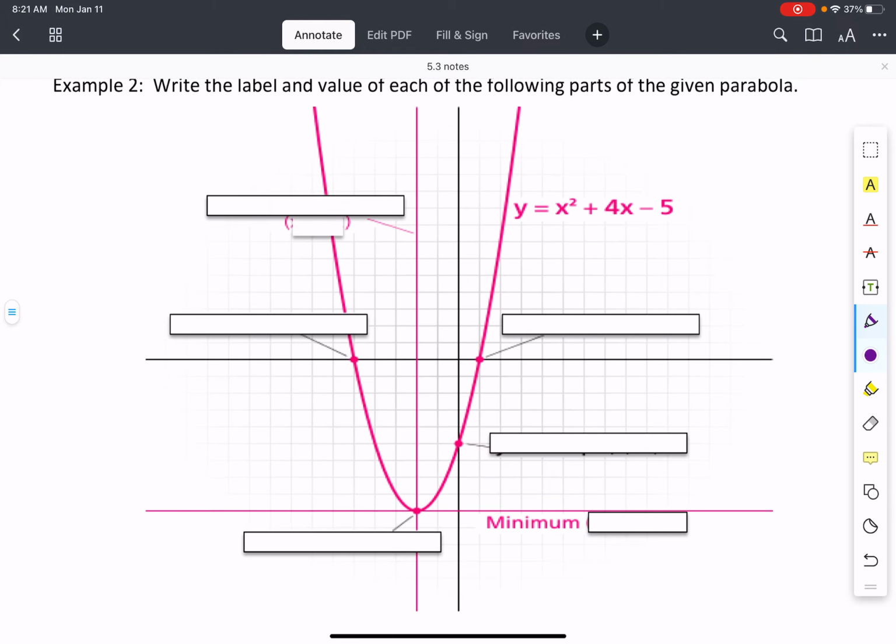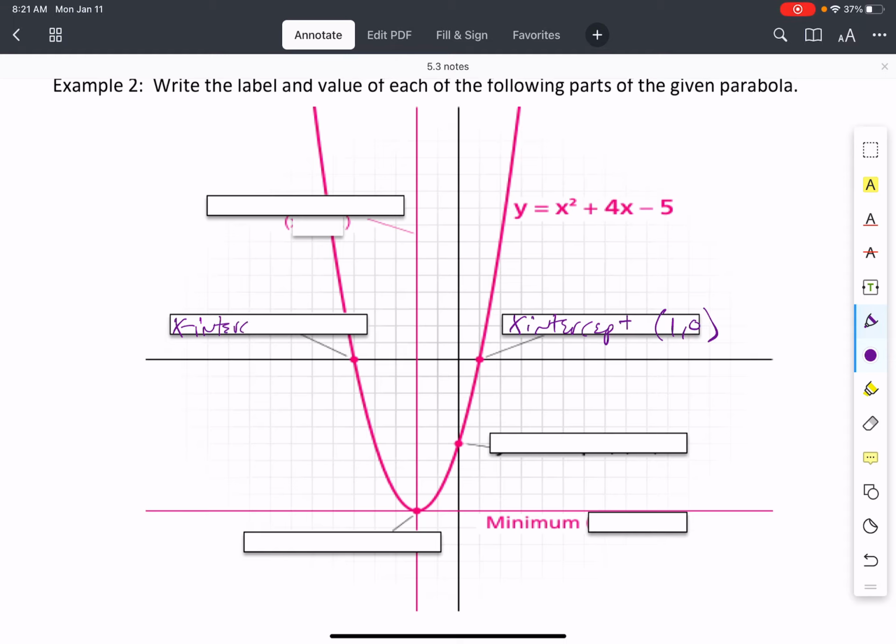Okay, so on this one, it says write and label the value of each part of the given parabola. Okay, so this one is an x-intercept, right? So we're just going to practice our words again. 1, comma 0.